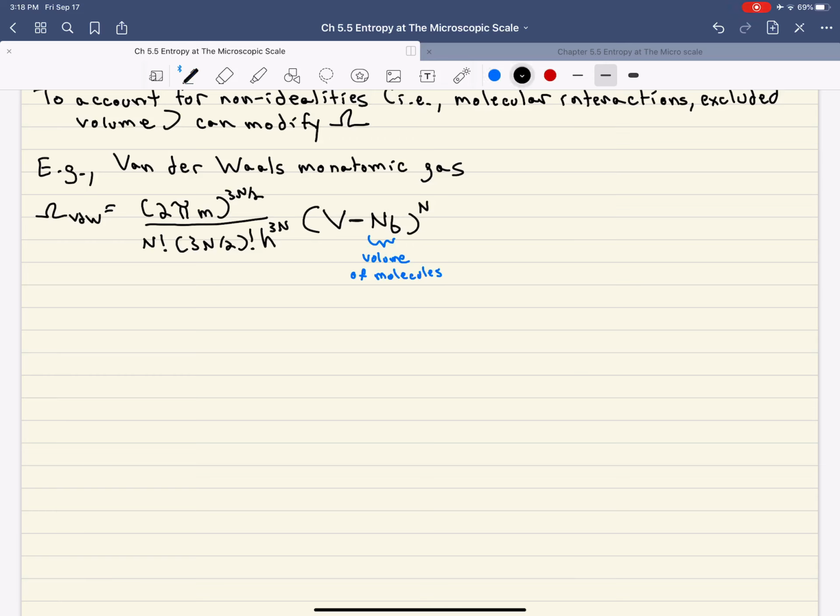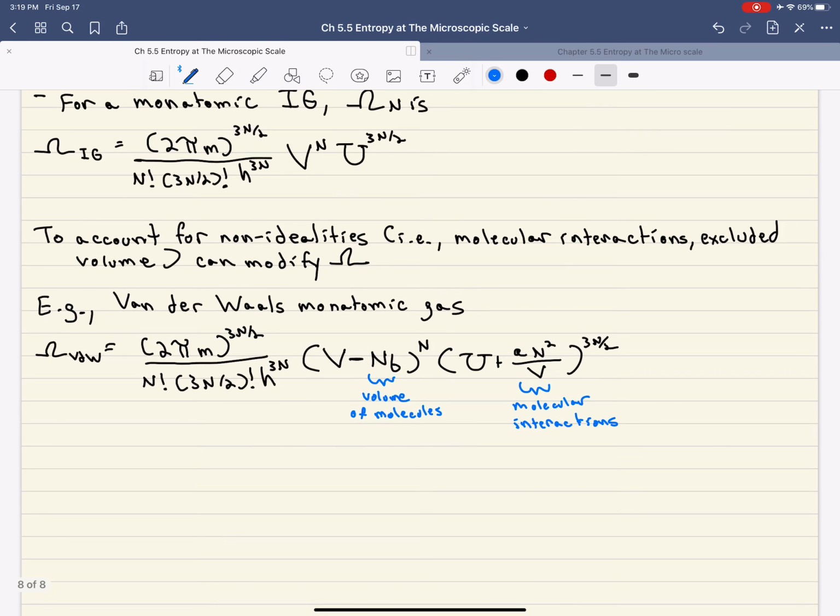Okay? And then for the internal energy term, you're going to add to it aN squared over V. All right? And so this accounts for the molecular interactions between the molecules. All right? And so that's really the only difference between the van der Waals model and the ideal gas model for the omega, for that multiplicity, for the number of different ways that molecules can arrange themselves in the system.